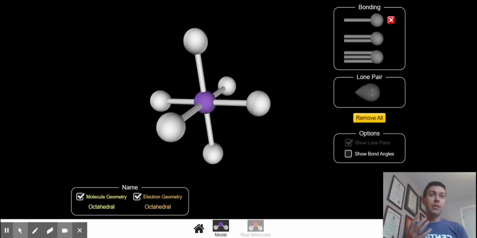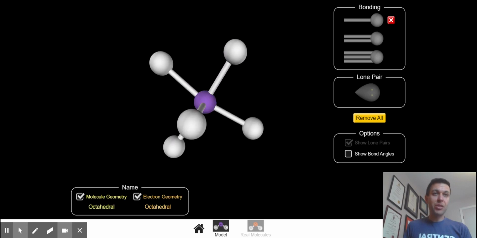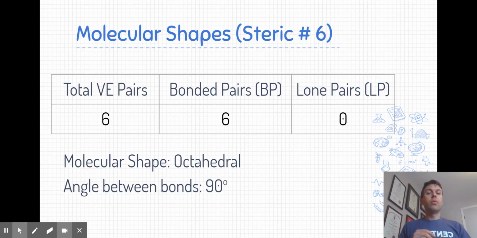Our final set of shapes here are with a steric number of 6. Here we have 6 bonded pairs and no lone pairs. This shape is referred to as an octahedral shape. This shape is symmetrical in that it looks the same from all directions, and there's 90 degrees between all of the bonds. When a molecule has a central atom with 6 valence electrons and they're all bonded pairs, that is an octahedral shape with 90 degrees between all of the bonded pairs.